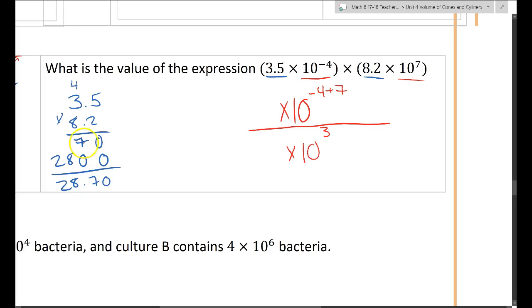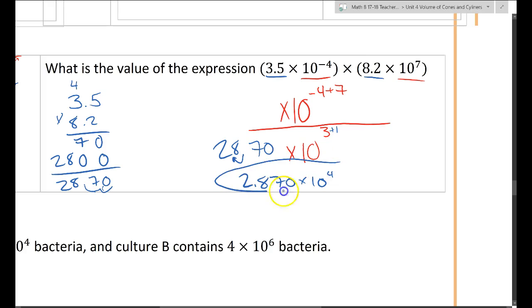28.70. Because I moved the decimal twice. So 28.70, so I get 28.70. That's not in scientific notation, so I move it once. I moved to the left, so I add 1. And my final answer is 2.870 times 10 to the 4th.